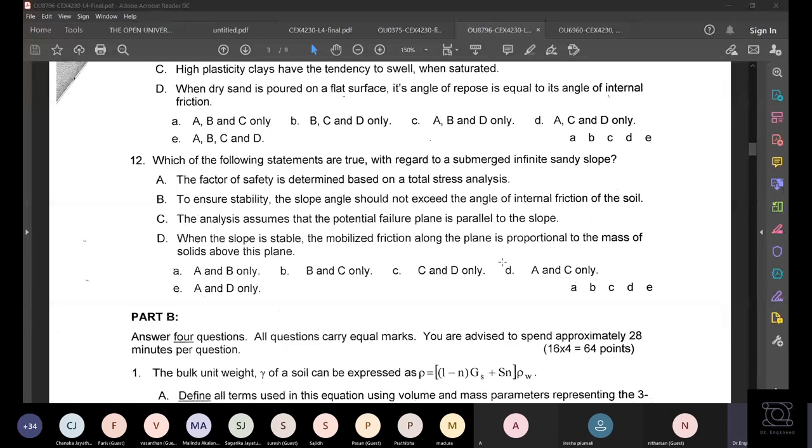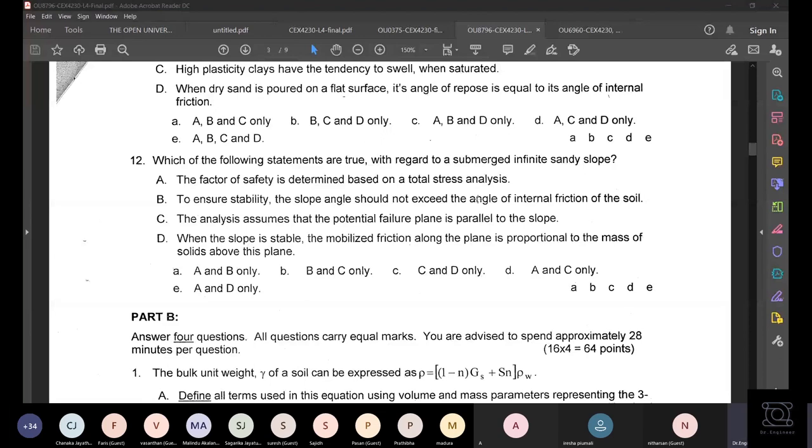You can relate this to your A-level limiting friction concept, right? F equals mu R. That mu does not depend on the mass of the particle. It depends on other properties, like here, that is the friction angle, right? So here the second answer is the question, right?